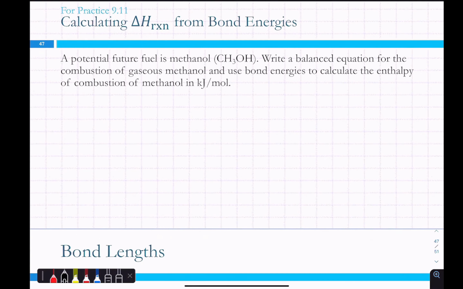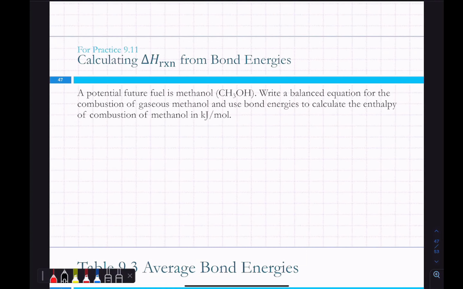Okay, so a potential future fuel is methanol. Okay, so this is in the future. Re-recording this section because if you were there, you were there.